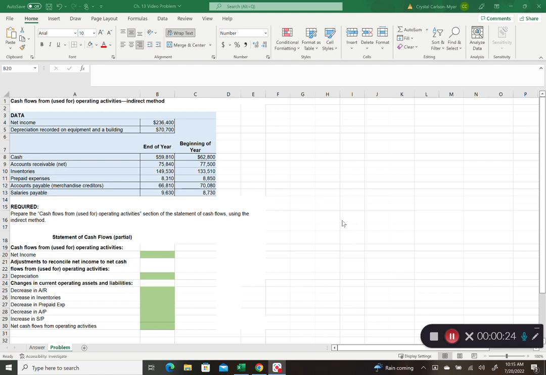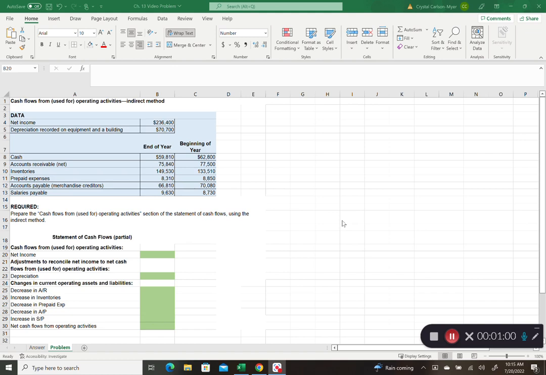You probably covered the statement of cash flows in theory in your financial accounting course early on, but you didn't get into the nitty-gritty of actually preparing it. What I'm going to cover in this particular problem is just the operating section of the statement of cash flows. Your statement of cash flows is made up of three different sections: your operating section, your investing section, and your financing section. The investing section and the financing section do not differ if you use the indirect method versus the direct method of the statement of cash flows.